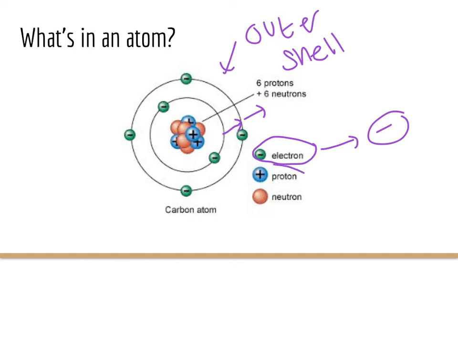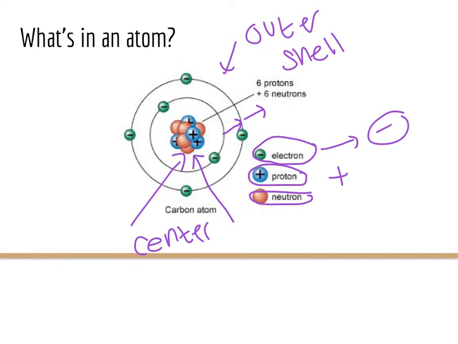Then we have our proton. This is our positive. We find this in the center or the nucleus of our atom. We also find neutrons, which are neutral charges, in the center of the atom.